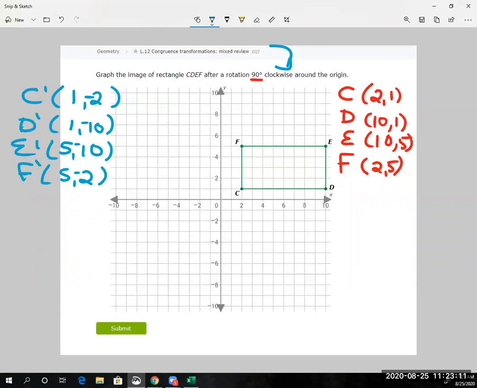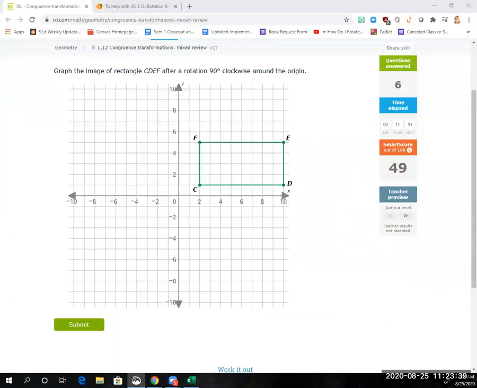So now I just have to graph those. So 1, negative 2, that's my C prime. Then I've got 1, negative 10, this is D prime. Then I've got 5, negative 10, that's E prime. And then 5, negative 2 is F prime. So now I just need to move that over here and graph it.